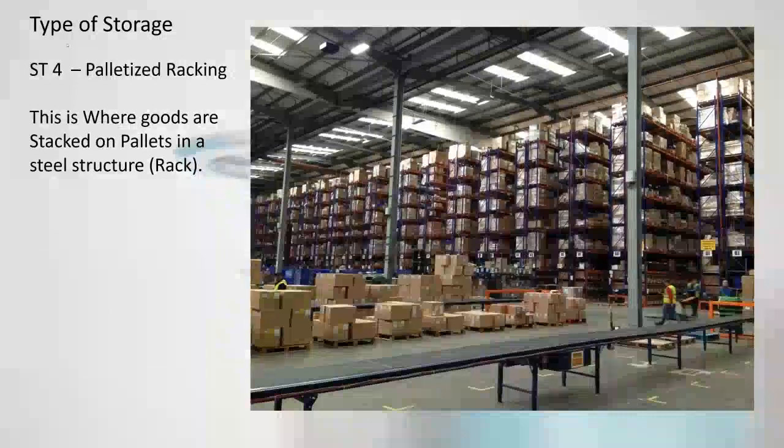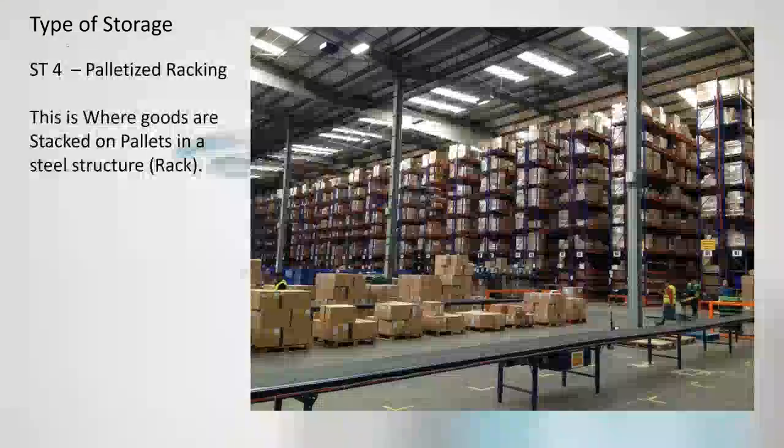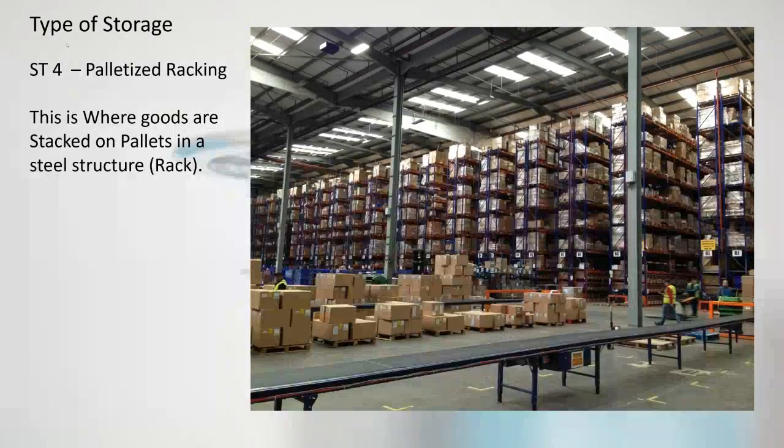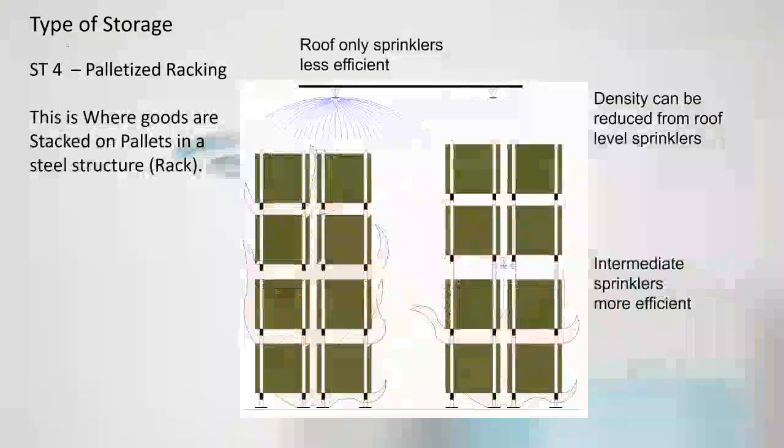ST4, palletised racking, we'll all have seen that. So this is where you've got a distribution warehouse, and in the distribution warehouse, at the front area is the distribution part, which is where they sort all the stuff out. They go into trucks, and then you've got the storage part at the back of it, where you get racks. So in this situation, you're going to have roof protection at the front end and roof and rack protection at the back end.